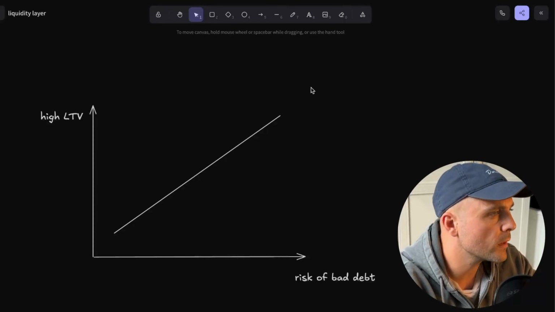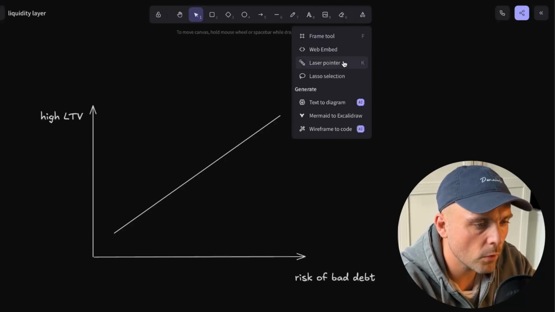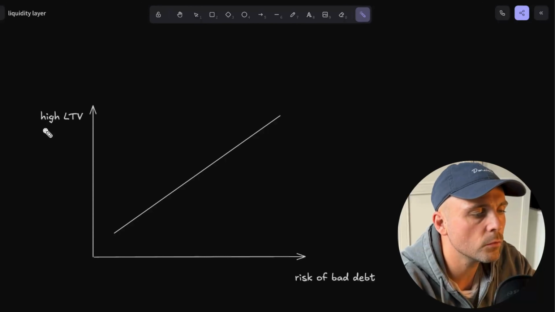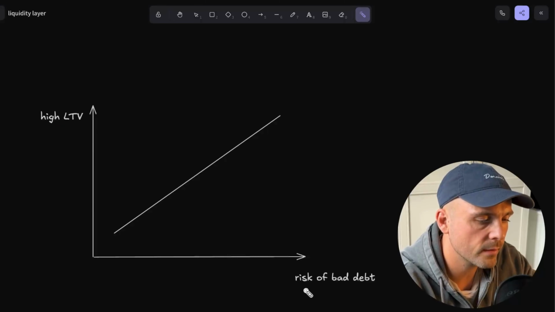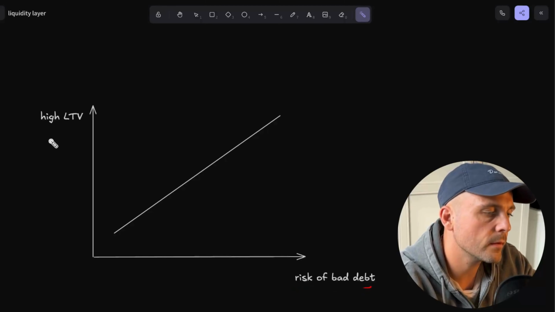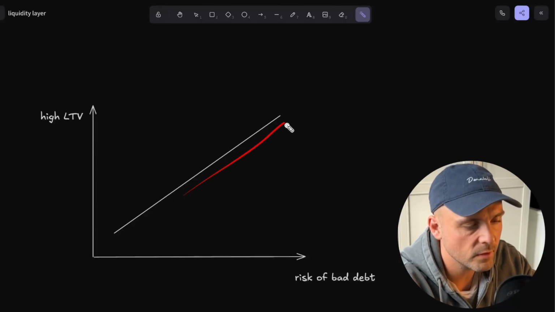So in order to understand it, you need to know that in theory, borrow protocols face a trade-off. They always want to offer high capital efficiency to their borrowers through high LTV, but they also want to minimize the risk of accruing bad debt. And the risk of bad debt and high loan-to-value ratios is obviously very positively correlated.